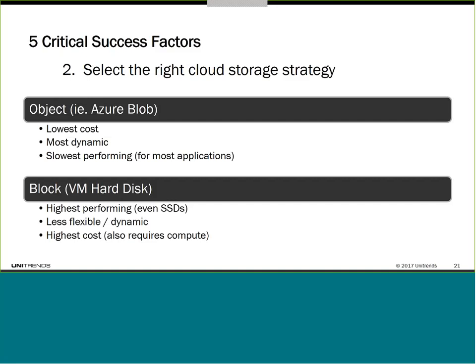Select the right cloud strategy. Once again, we talked about this. The lowest cloud cost is going to be something like Azure Blob, the object storage. It's the most dynamic, but the slowest performing. So if recovery SLAs are critical, that low-cost object storage probably isn't the target you want to use. And then the block-based option, the VM hard disk, is going to be higher cost, but it gives you better performance.